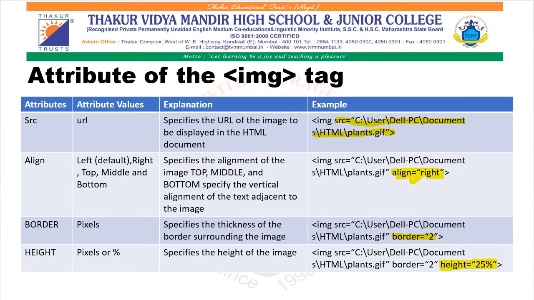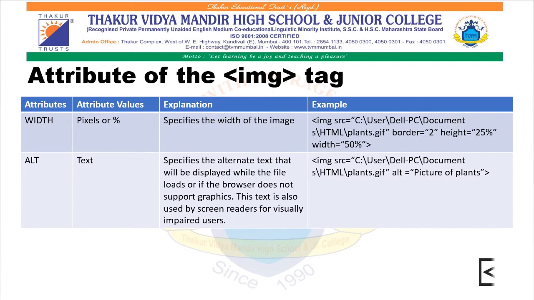Now the second thing is width. Width also has its attribute value specified in pixels or percentage. This attribute specifies the width of the image. The example here specifies that height equals 25% and width equals 50%. What we understand here is that in this example, 25% of the height of the screen and 50% of the width of the screen will be occupied by the image.